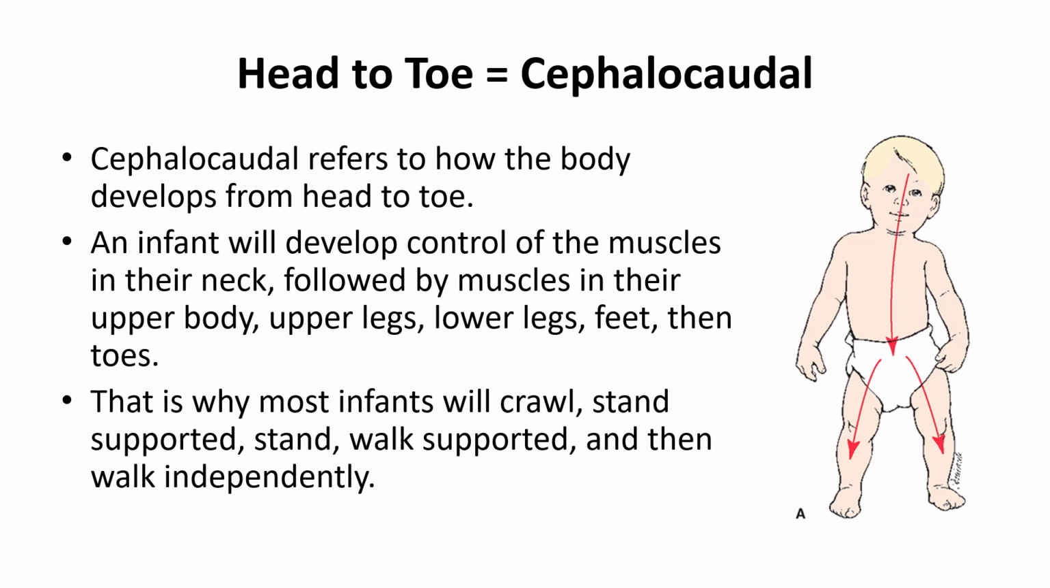And this explains why most infants will crawl first, then they'll stand supported, either holding somebody's hands or holding on to perhaps a piece of furniture or a toy. Then they will stand, first supported and then unsupported, and then they're going to walk with support, like holding on to something or creeping along a couch, and then finally they will walk independently. So this is how we understand how development takes place from head to toe.